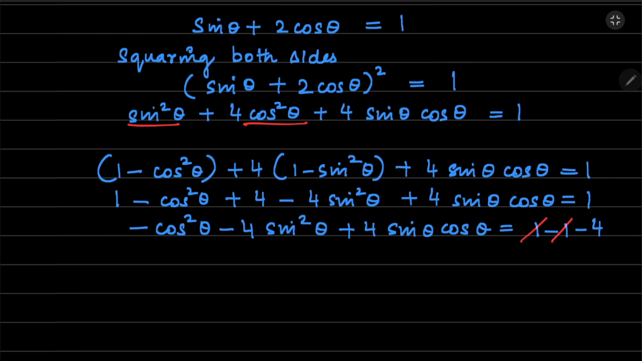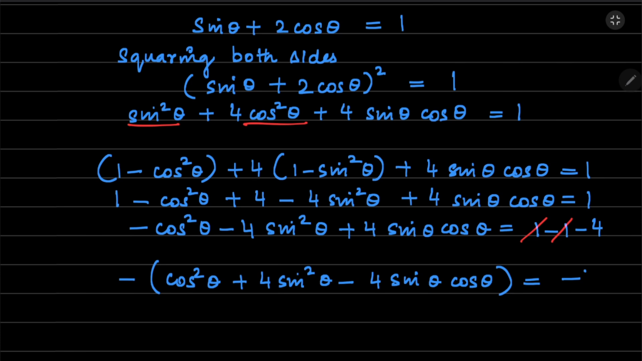Here you can take a negative common out. When you take one negative common out, what will you have inside? Cos square theta plus 4 sine square theta minus 4, because you have taken negative 1 outside. Yeah, you have taken negative common out. So plus will become minus 4 sine theta cos theta is equal to minus 4. This negative and this negative will get cancelled.